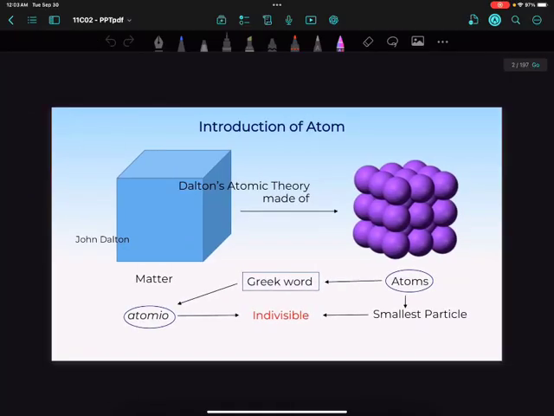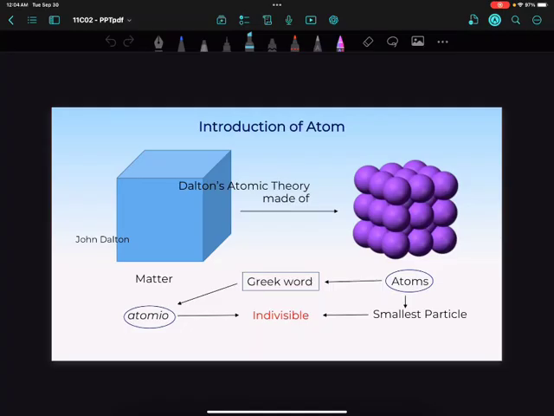Firstly, let's learn the introduction of atom. In the previous chapter we learned what an atom is, what it is made up of, its classification, its physical properties, its chemical properties, and so on. We also learned about Dalton's atomic theory, which says that the atom is the smallest unit, right? So as we know, atom is basically the smallest unit.